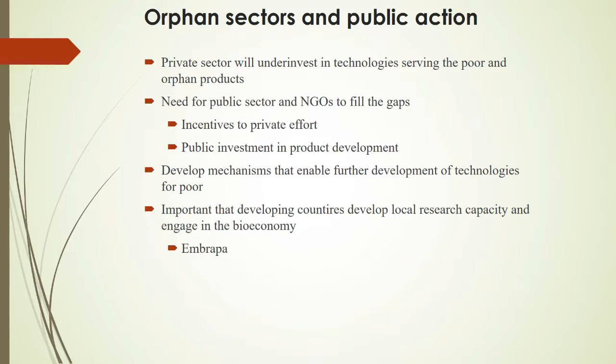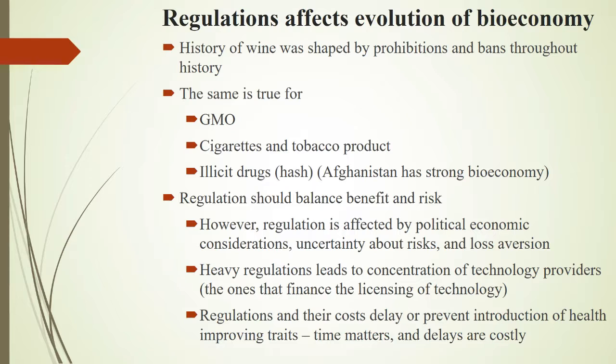And BRAPA is a great example of a successful public entity that creates value and knowledge in Brazil. However, we need to be cautious when we develop regulation. History is full of examples where regulation became more costly and actually achieved the opposite of what we wanted to achieve. The history of wine resulted in prohibition and bans. The same is true for GMO, cigarettes, tobacco, illicit drugs. Regulation is affected by political consideration, uncertainty about risk, and loss aversion.